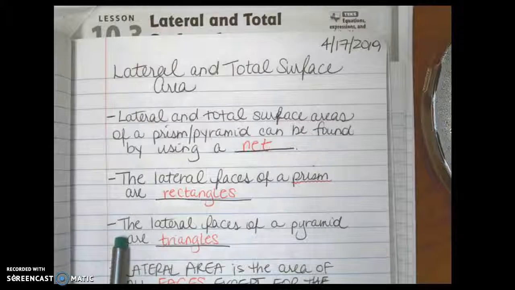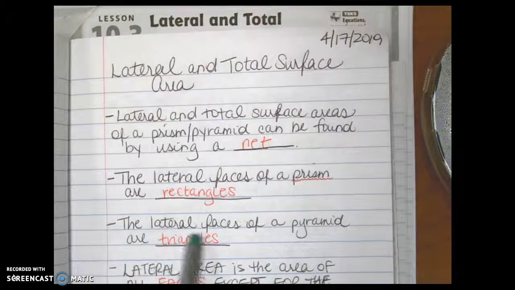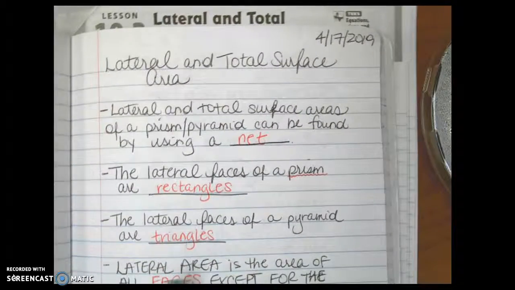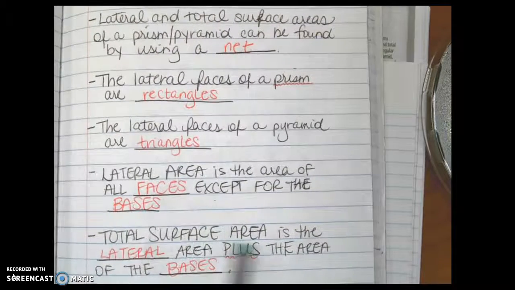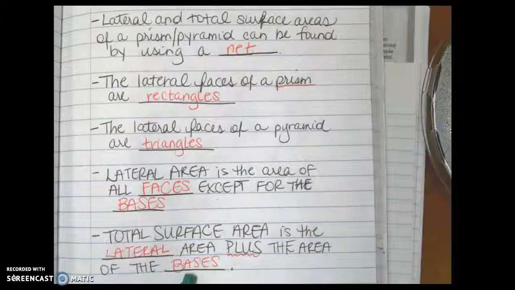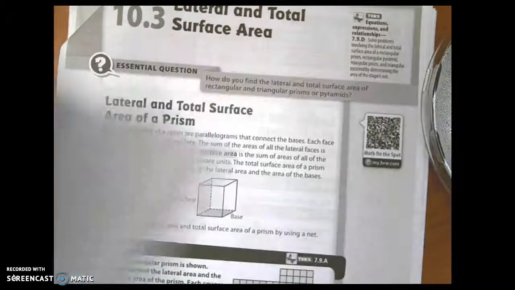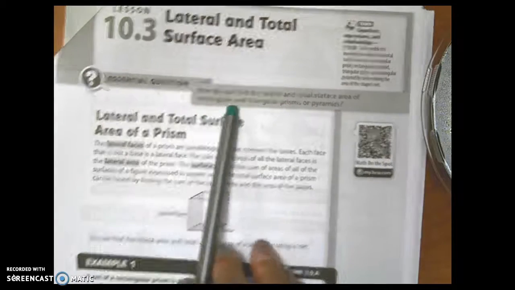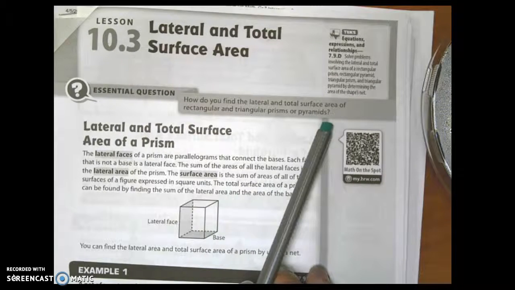Great. We skipped this one right here. The lateral faces of a pyramid are triangles. So lateral area is all faces, no bases. Total surface area is lateral plus bases. Okay, that's what we're getting into today. Looking at 10.3, page 329. How do you find the lateral and total surface area of rectangular and triangular prisms or pyramids?